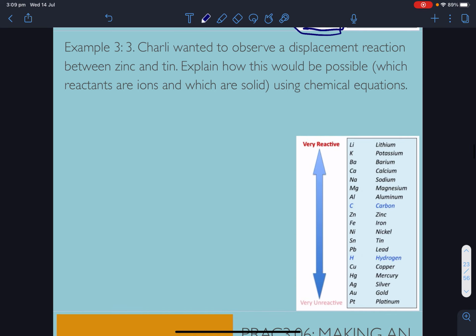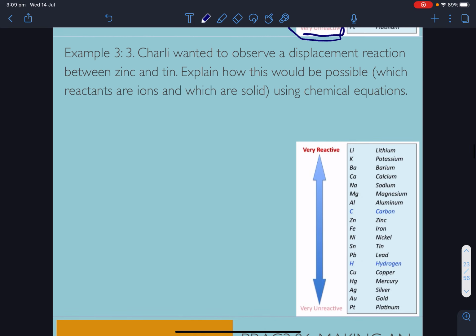All right, example 3. Why did I put 3 there? Charlie wanted to observe a displacement reaction between zinc and tin. Explain how this would be possible. Which reactants are ions and which are going to be solid, using chemical equations. Okay, zinc and tin, let's find them here. Tin is down here, and zinc is here.